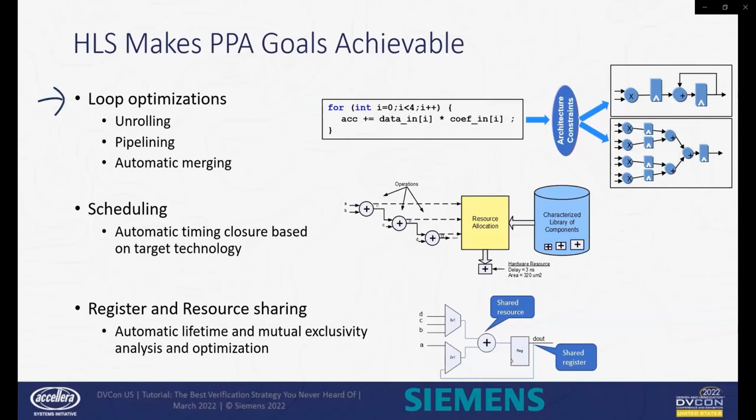Not surprising that designing in HLS requires a similar skill set to that for RTL designers. Next, scheduling automatically closes timing by inserting pipeline registers and any related or necessary control logic based on the target technology and the specified clock frequency. And finally, designers don't need to worry about resource or register sharing, since HLS automatically shares based on the design constraints, providing for an area-efficient solution.